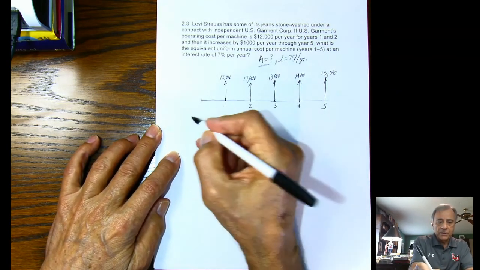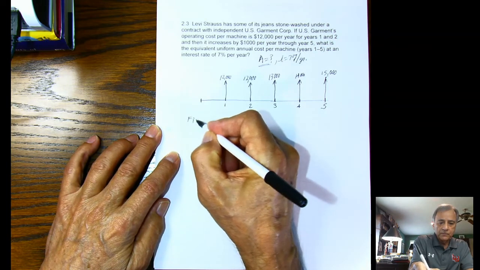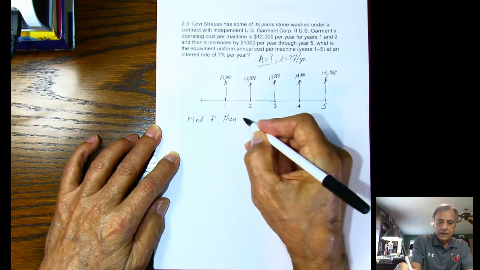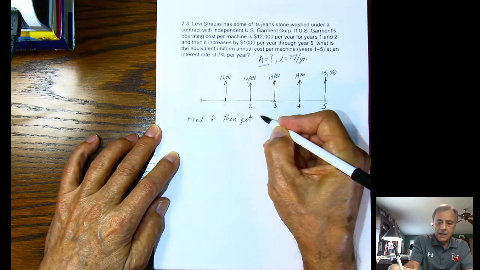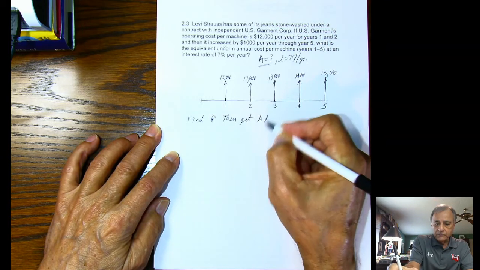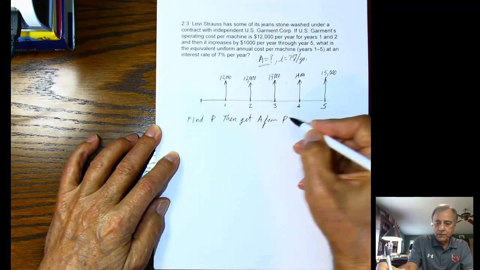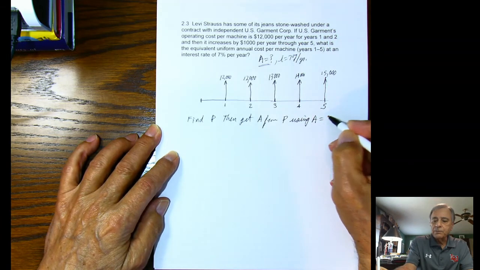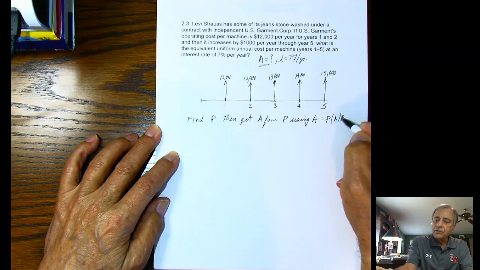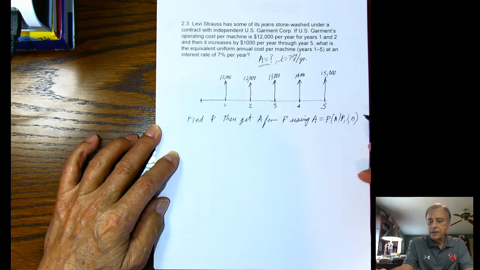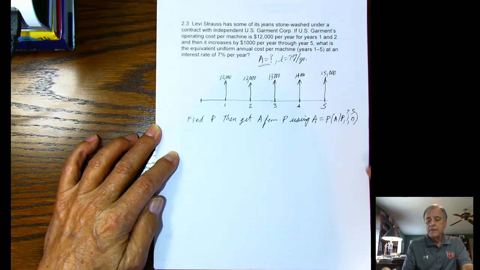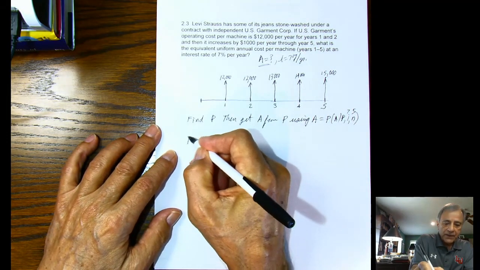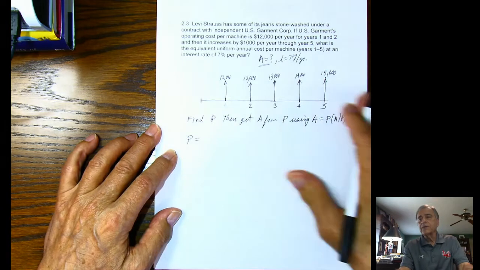My procedure is going to be to find P, then get A from P using A equals P times A given P at rate i for n periods. And we know what i is, 7, and n is 5. First I've got to get P though. So what's the present value of that cash flow?